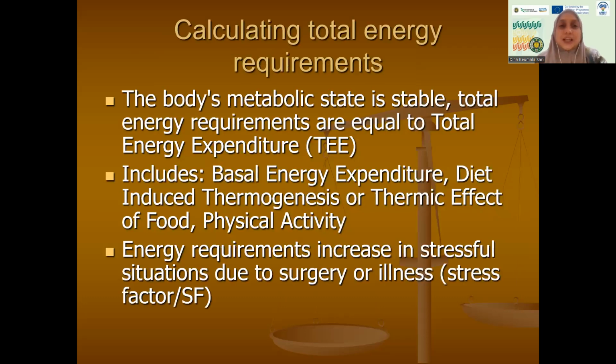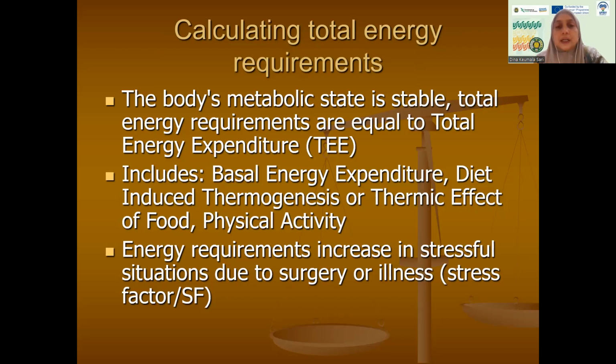Now we start how to calculate the total energy requirement. When the body's metabolic state is stable, the total energy requirement is equal to total energy expenditure, which we call TEE. When we calculate total energy requirement, we need three factors: basal energy expenditure, diet-induced thermogenesis or thermic effect of food, and physical activity.